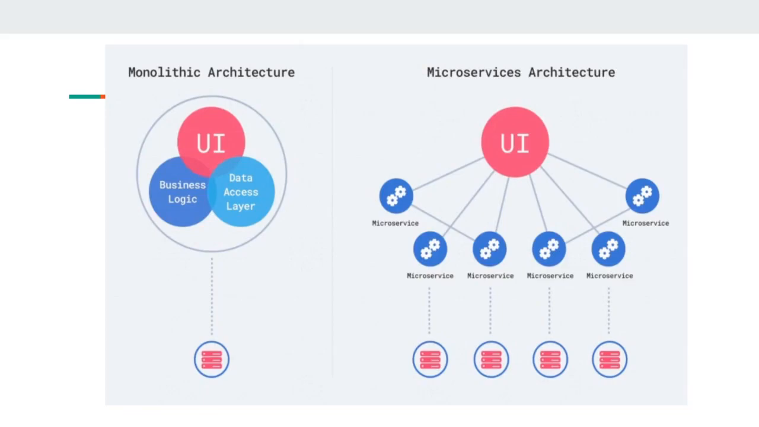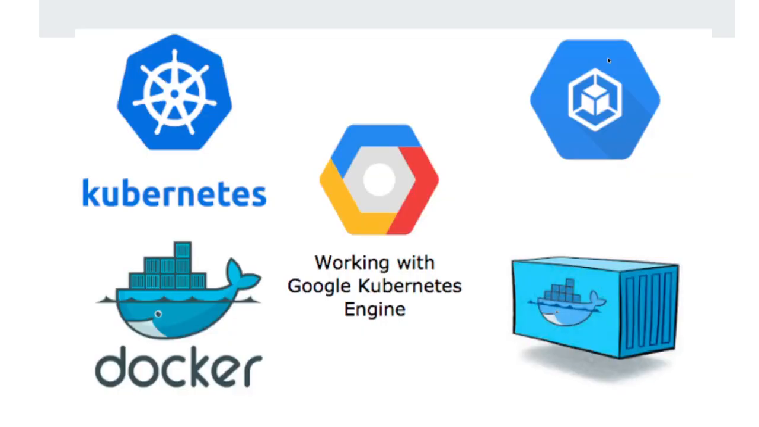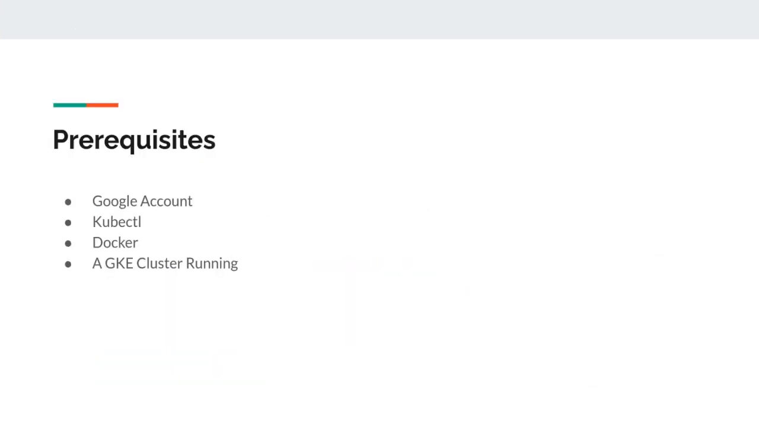The big question becomes, how do we split it into smaller logical services? In this tutorial, we'll show you how to leverage Docker and Kubernetes in a Google Kubernetes Engine cluster to build a small microservice infrastructure. The application we will be building is a to-do app. The repo will be in the description below.